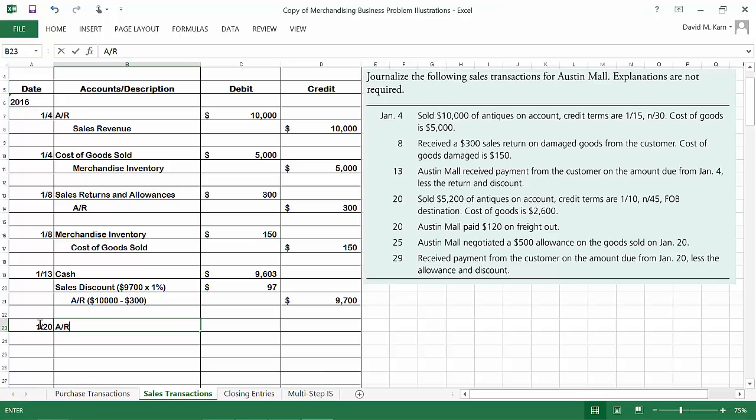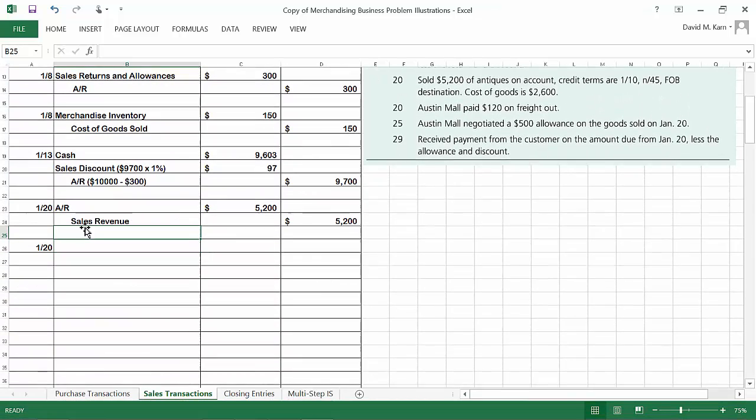We know we have to debit accounts receivable for the full amount of $5,200 and credit our sales revenue of $5,200. The second journal entry, we have to record our cost of goods sold and our inventory going out. All right, so we have cost of goods sold for $2,600. And we would reduce our inventory account by that same amount.